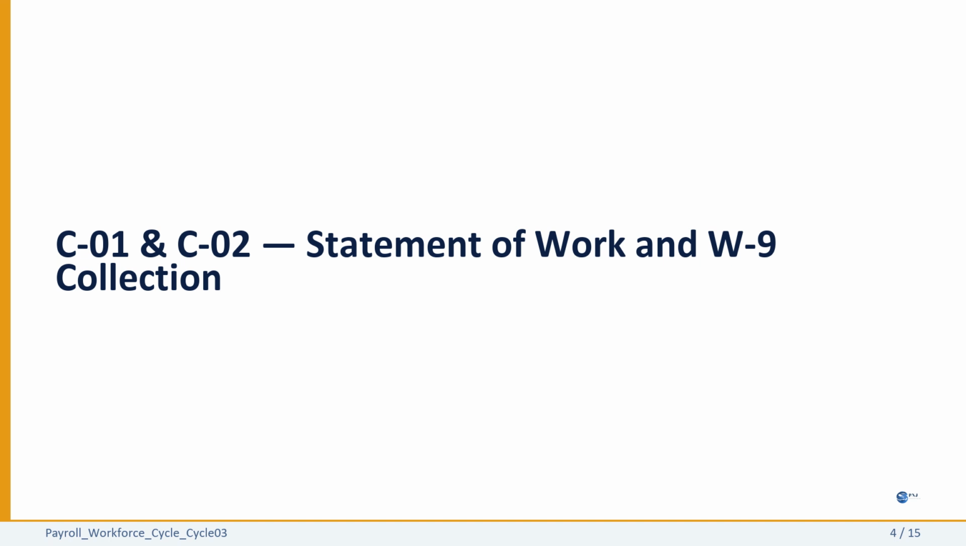Step C02 requires the contractor to complete Form W-9 before any payment is made. The W-9 captures their legal name, entity type, address, and tax identification number, either a Social Security number or employer identification number. Accounts payable should verify the TIN through the IRS TIN matching program. An unverified or incorrect TIN triggers mandatory backup withholding obligations.